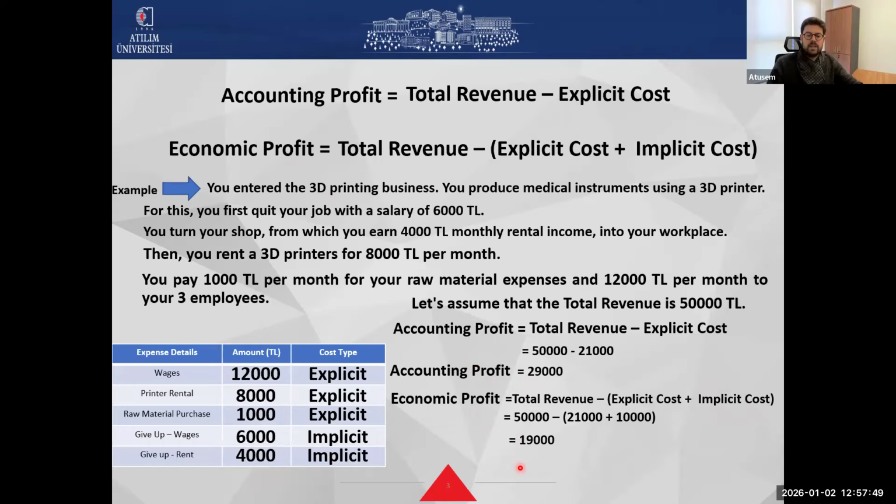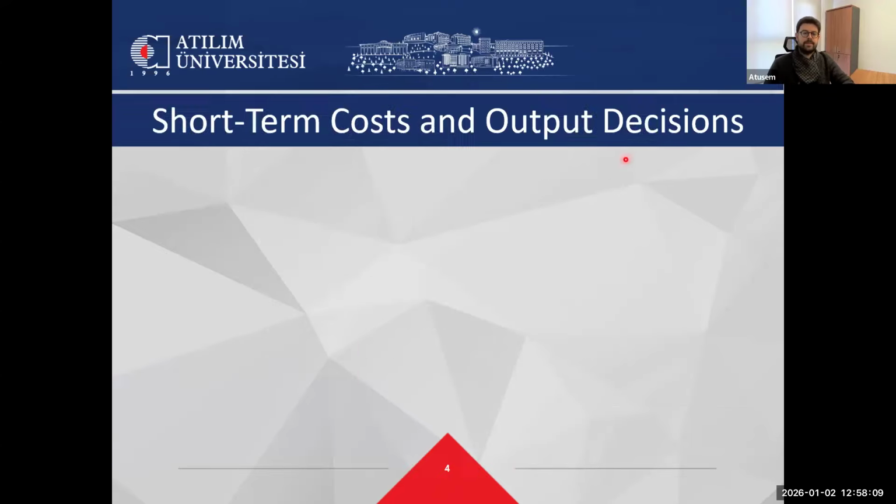So if it's related to the economic activity, that is called explicit cost. What if it's related more to the give-up part or opportunity cost part? This is implicit cost. Then I gave the accounting profit formula and economic profit formula.